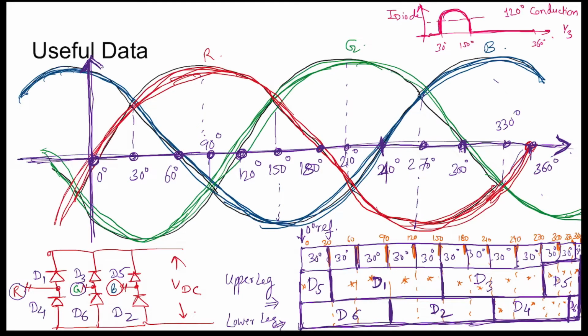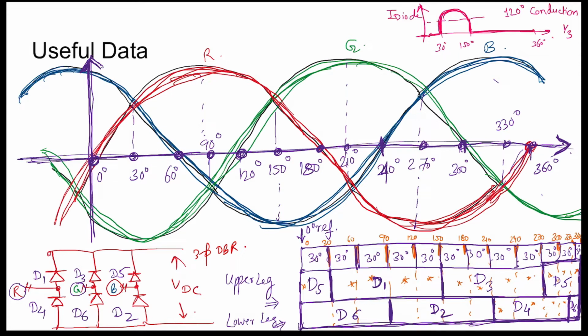Coming to the useful data, for a three-phase signal RGB shown in the figure, when applied to a three-phase diode bridge rectifier like this, the conduction periods of diode 1, diode 2, diode 3, diode 4, diode 5 and diode 6 are mentioned here in the table.